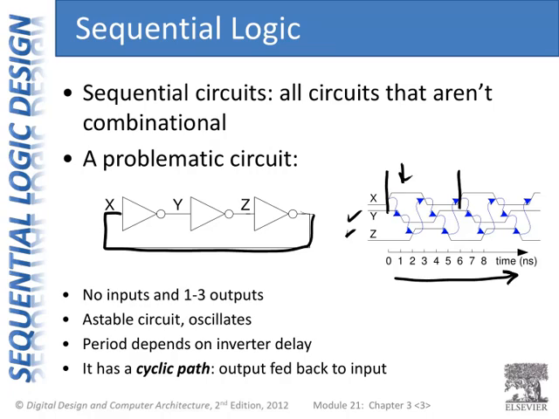So this has the cyclic path from the output fed back to the input. So here's our cyclic path. It's problematic in that we don't have any inputs to control it, and the oscillation period may actually vary depending on this inverter delay. And as we talked about before, delay varies. So delay varies in terms of, well, where is that inverter placed on the chip? Temperature affects the delay of an inverter or any logic gate, etc.